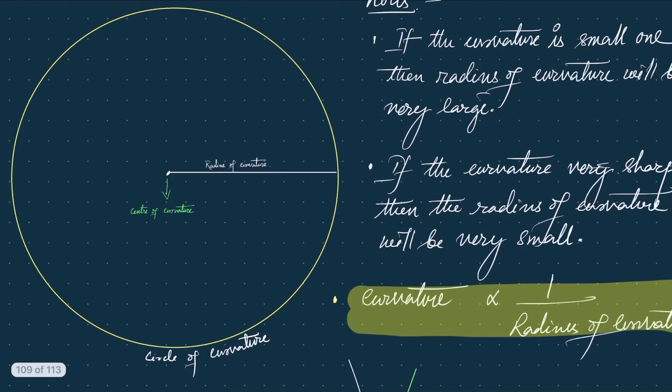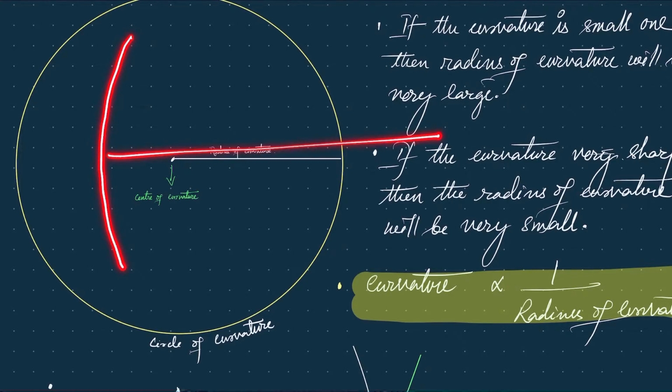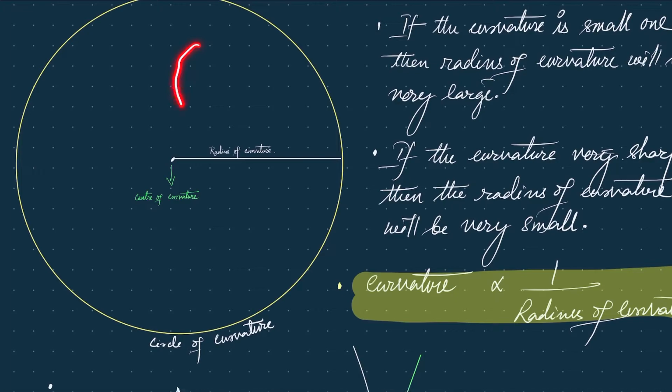Now, what exactly is the relationship between curvature and the radius of curvature? Curvature and the radius of curvature are inversely proportional to each other. Why? If the curve is very flat, meaning there is very small curvature, then the radius of curvature will be very huge. But if the curvature is very sharp, meaning it is very large, then the radius of curvature will be very small. That's why curvature is inversely proportional to the radius of curvature.